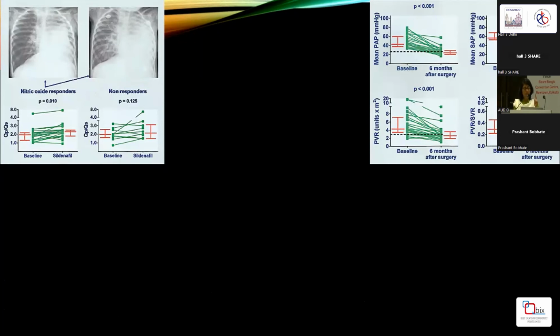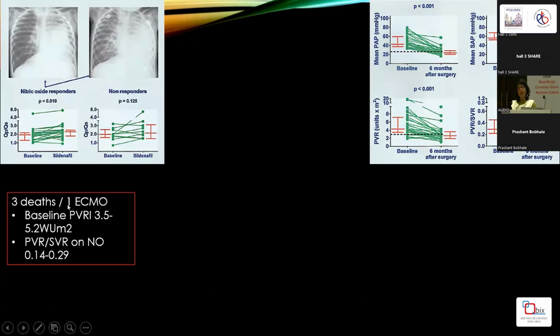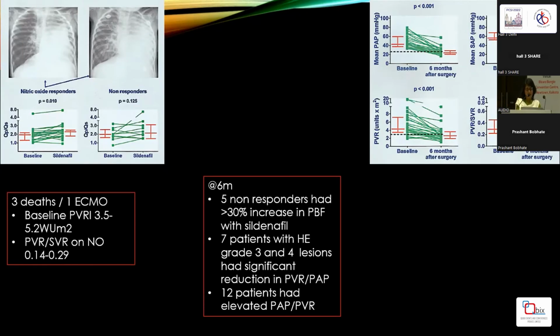Now, of these 3 patients, interestingly, like we discussed earlier, the early mortality does not really correlate well with the advanced pulmonary vascular changes. So these 3 patients actually had a fairly acceptable baseline PVRI, 3.5 to 5. So not a very elevated PVRI. And when they had vasodilatory testing, they had a PVR-SVR ratio which was within acceptable limits.